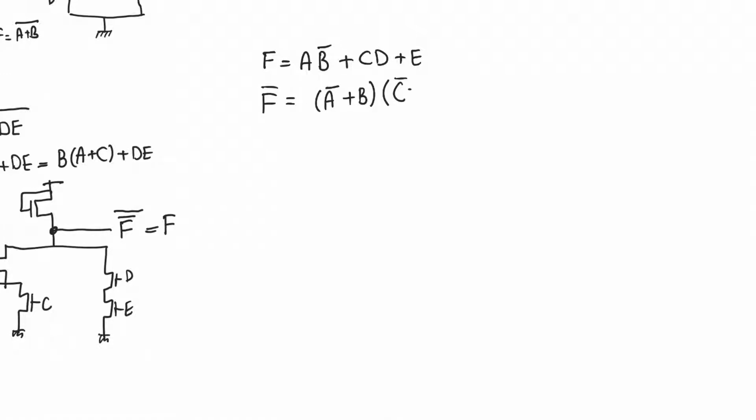And so remember, De Morgan's theorem says that we can distribute an inversion on a bracket just as long as we change all operations to the opposite operation as we distribute the inversion. So each series becomes a parallel and each parallel becomes a series.